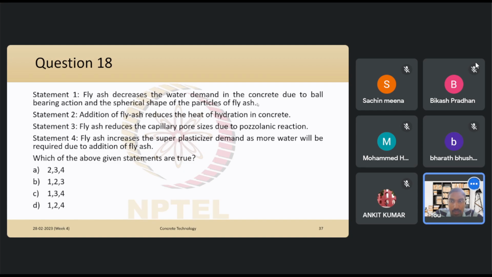And statement 4 is fly ash increases the superplasticizer demand as more water will be required due to the addition of fly ash. So this is wrong, because it is just the opposite of what we saw in statement 1, right? Water demand actually reduces, but statement 4 says it will increase, and therefore the plasticizer demand will also be more. But that is incorrect, because your water demand is going to come down, and therefore the amount of superplasticizer that you need to add will also be coming down. So when you add fly ash, you should also adjust the superplasticizer amount accordingly. Therefore statement 4 is incorrect. So the right option is option B, where statements 1, 2 and 3 are correct.